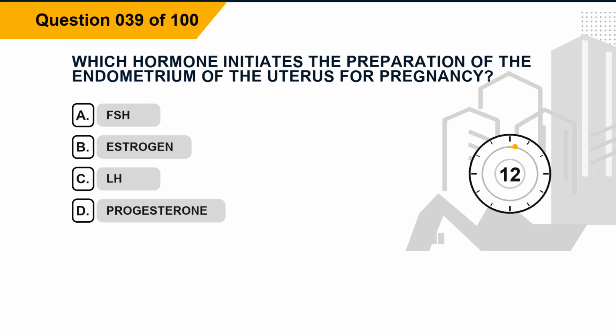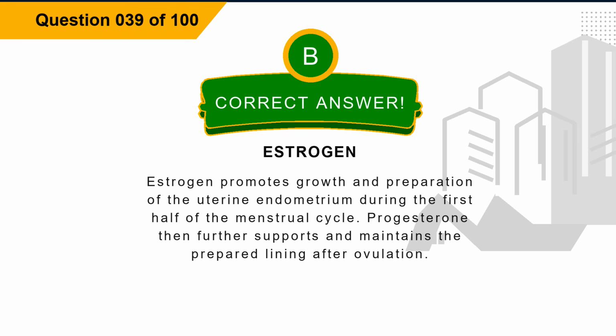Question 39. Which hormone initiates the preparation of the endometrium of the uterus for pregnancy? Option A, FSH. Option B, estrogen. Option C, LH. Option D, progesterone. The correct answer is option B, estrogen. Explanation. Estrogen promotes growth and preparation of the uterine endometrium during the first half of the menstrual cycle. Progesterone then further supports and maintains the prepared lining after ovulation.